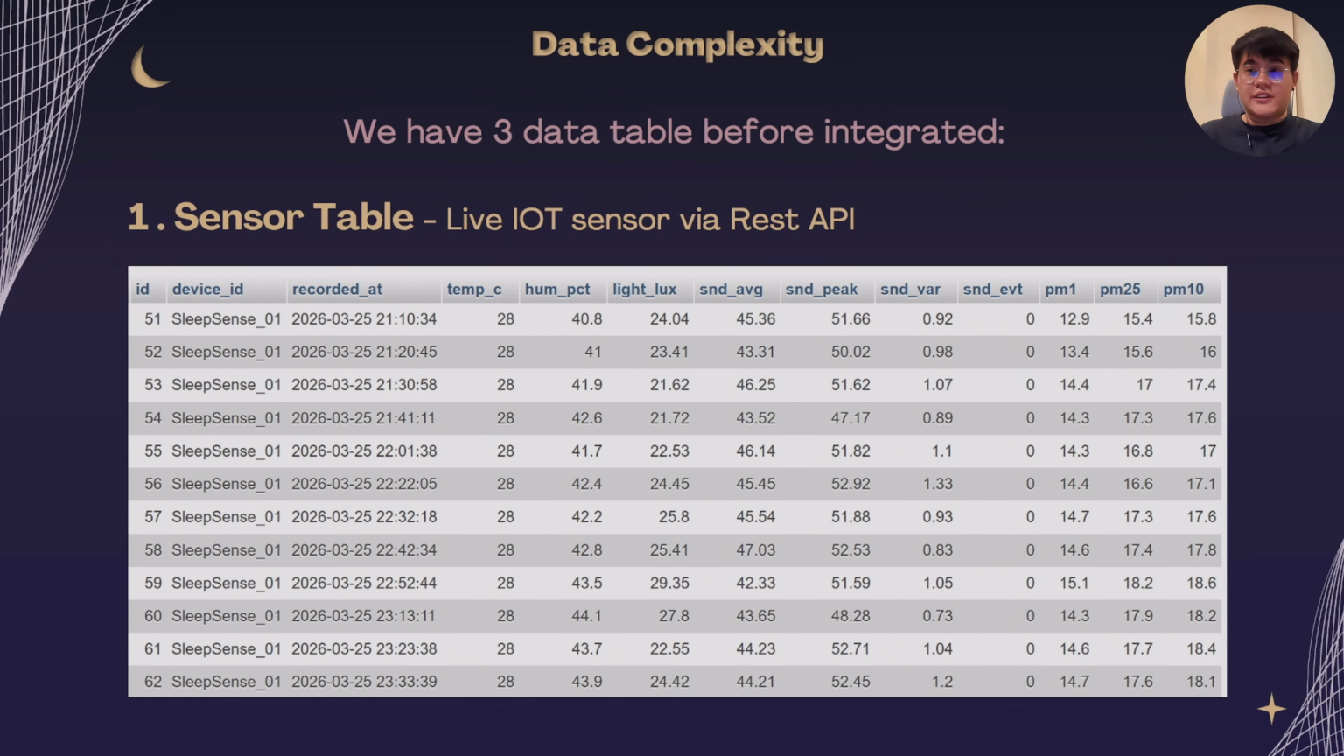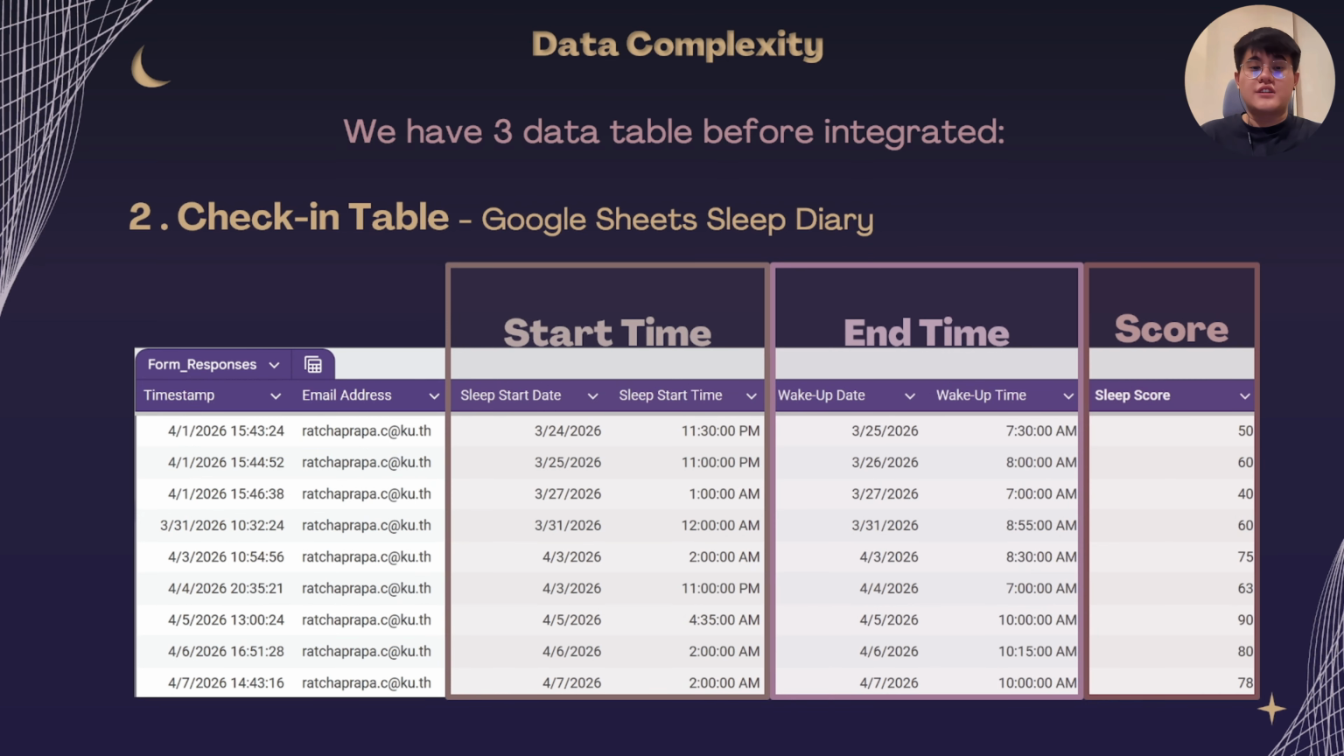The first one is the sensor table, which is the live IoT REST API. It contains 842 timestamp rows with 8 sensor channels, which consist of temperature, humidity, light, sound average, sound event count, PM1, PM2.5, and PM10. The second one is the check-in table, which comes from a Google Sheet form with 20 user log entries containing the sleep start time, wake time, and the morning self-reported sleep score on a 0 to 100 scale.